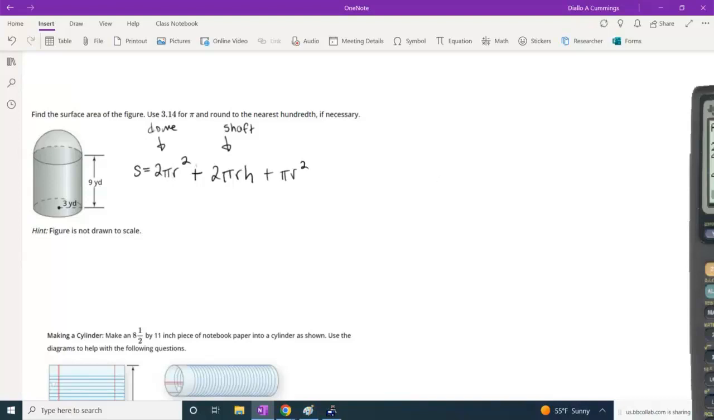Plus pi r squared, that's going to give me the area for the base that it sits on. So I'm getting the surface area for the dome, which is the top part, which is a hemisphere. I want the area for the shaft, which is 2 pi rh. And I want the area for only the base, which is pi r squared. So in this formula, I'm going to substitute r for 3 and h for 9.